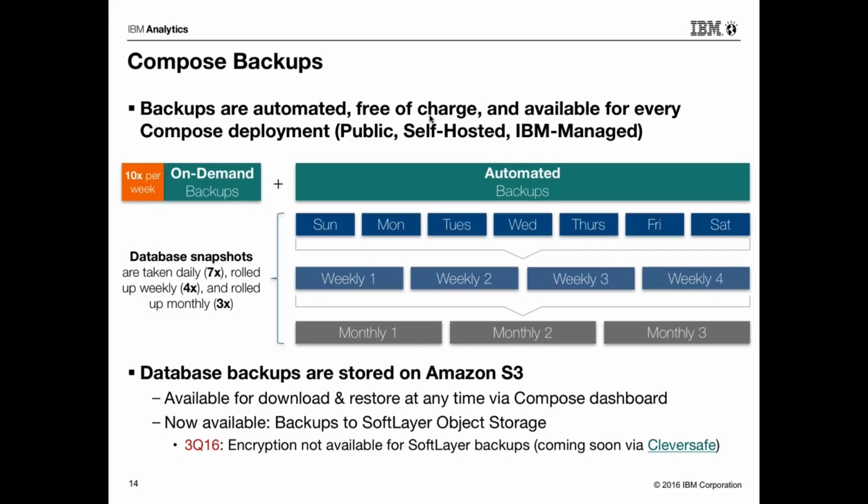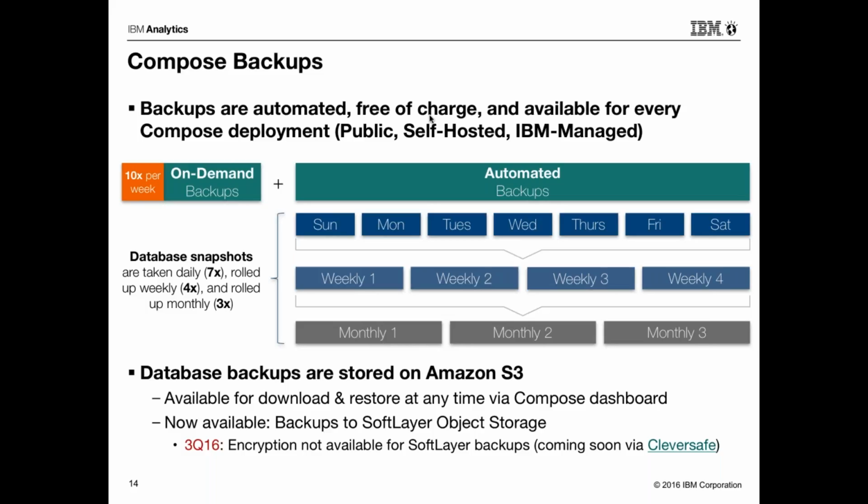Backups. Backups are very important. IBM takes care of your backups, and the backups are snapshots which are taken daily, with rolled weekly snapshots, and there is a monthly snapshot, and these are all configurable. Backups are typically stored in S3. But right now, IBM also provides its backup in the software object storage. So you have the option of putting the backup either in S3 or an object store.